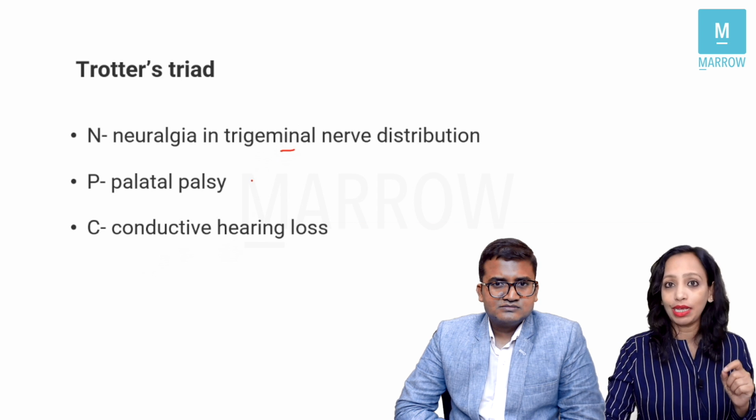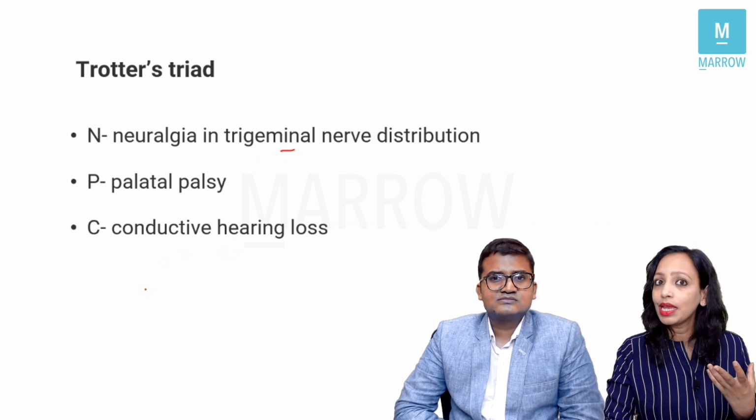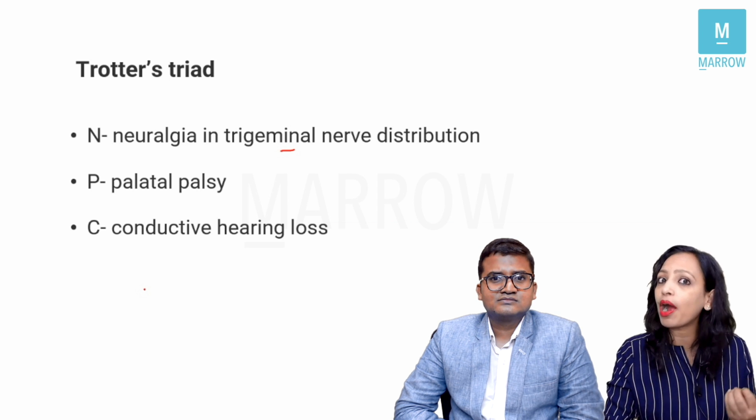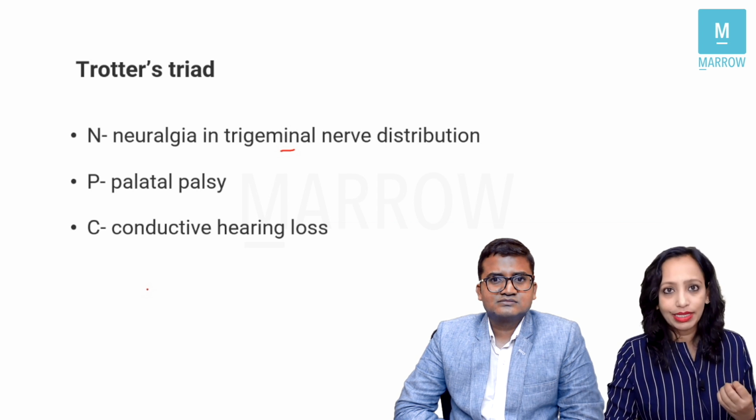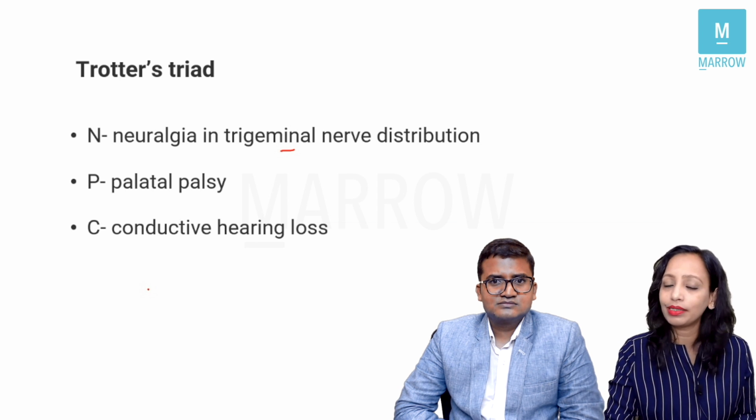So which nerve is a part of Trotter's triad? There is neuralgia in the distribution of which part of the trigeminal nerve? Yes, the same nerve that supplies the tensor palati, that is the mandibular nerve.